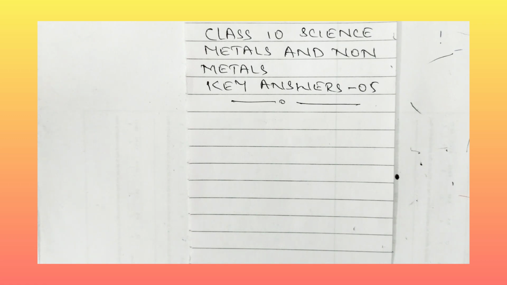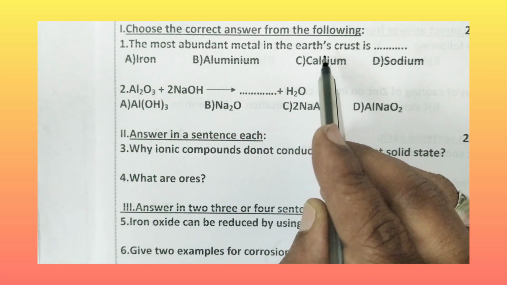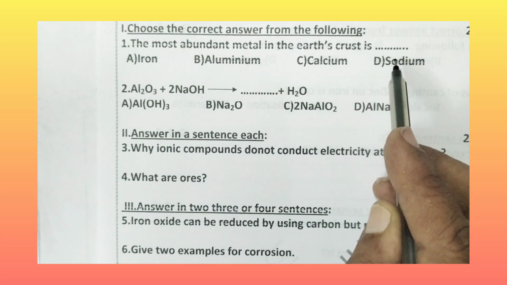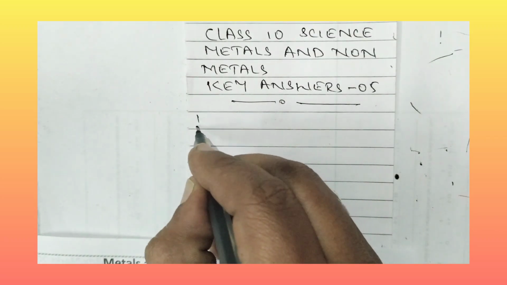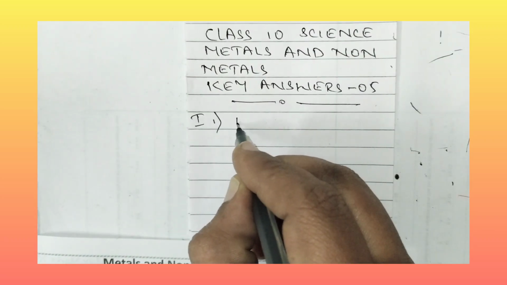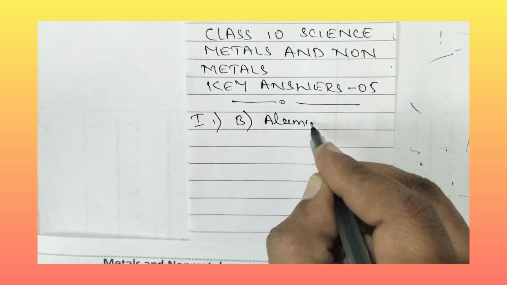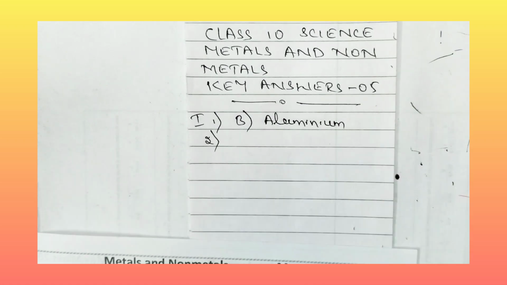So the first question of unit test paper number 5 is, the most abundant metal in the earth crust is. Among these four options, the right option is option B, aluminium. So first question, option B, aluminium. Then let us move to the second question.